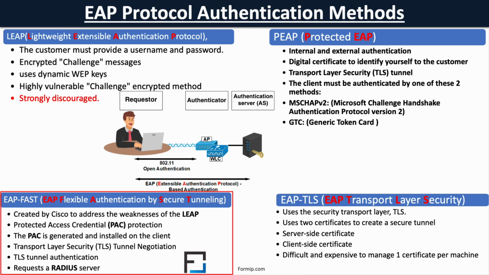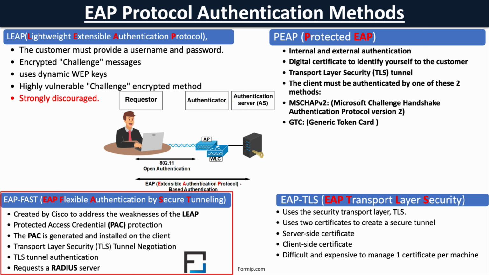Subsequently, to overcome the weaknesses of LEAP, Cisco developed an even more secure method, which is EAP-FAST, EAP Flexible Authentication by Secure Tunneling. Here, the credentials are protected by transmitting a protected access credential, found under the initials PAC, Protected Access Credential, between the authentication server and the supplicant. The PAC is a form of shared secret that is generated by the authentication server and used for mutual authentication.